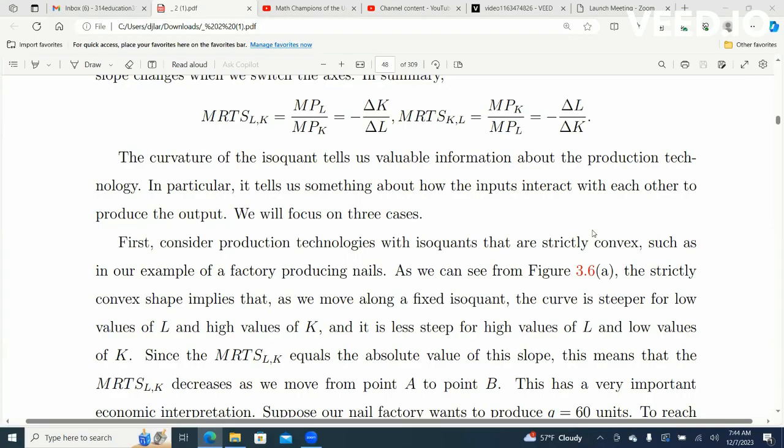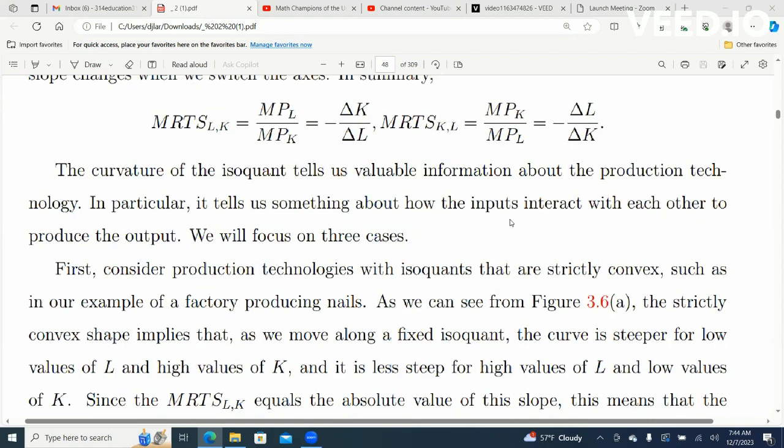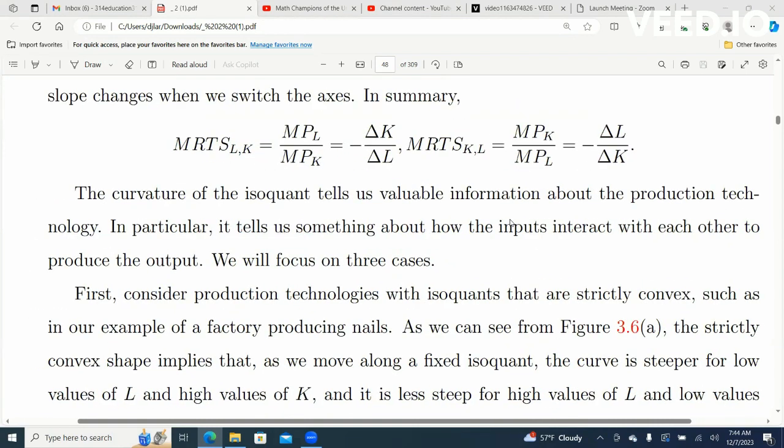Okay, so the previous video was MRTS, and this will be the second and I think final video for MRTS. This is the marginal rate of technical substitution, continued. It's just the accumulation of the last video, just that one mathematical statement.